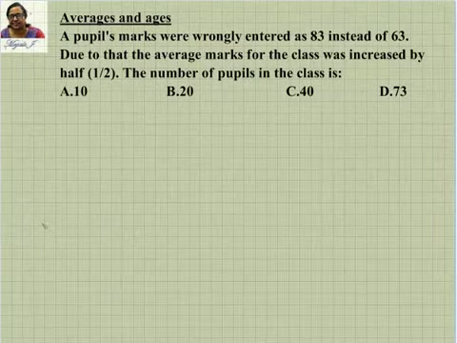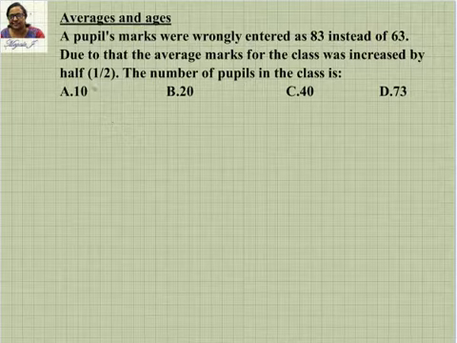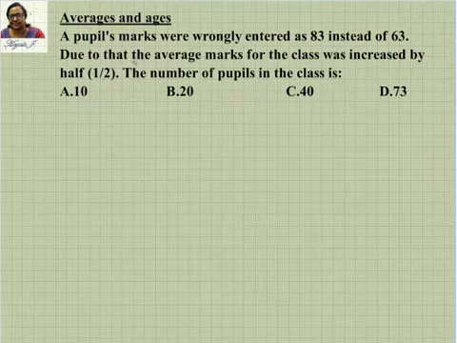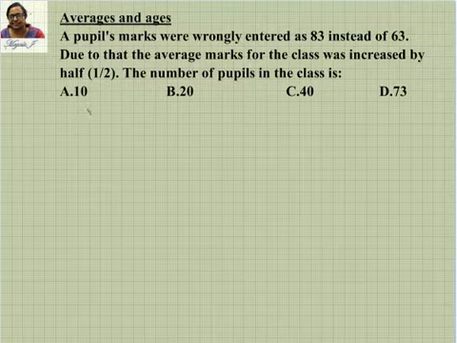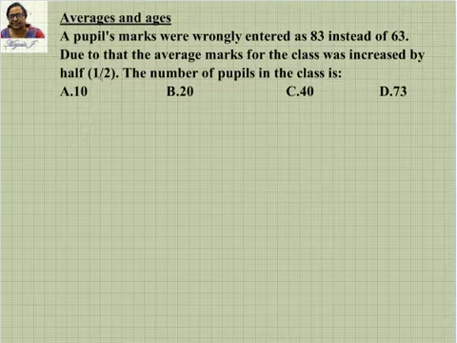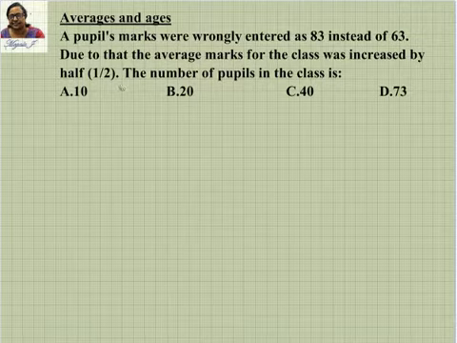And now we're going for this average problem. Averages and ages. So the first problem here we're going to see is the average problem. A pupil's mark was wrongly entered as 83 instead of 63, due to which the average marks for the class was increased by half. You just have to find the number of people in the class.